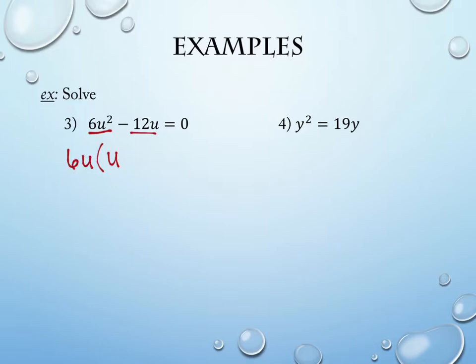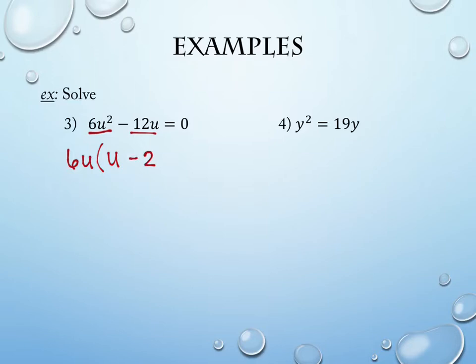The next component is to take it out of a -12u. So -12u divided by 6u, what will I get? 2. No u's though, because the u divided out. Is it a +2 or a -2?